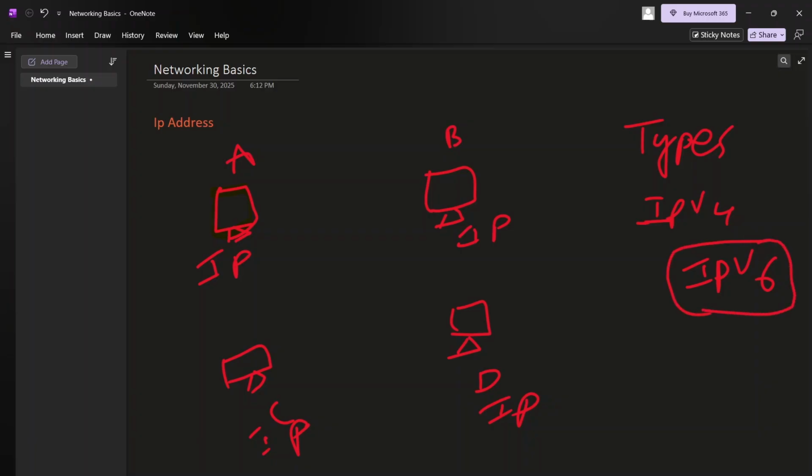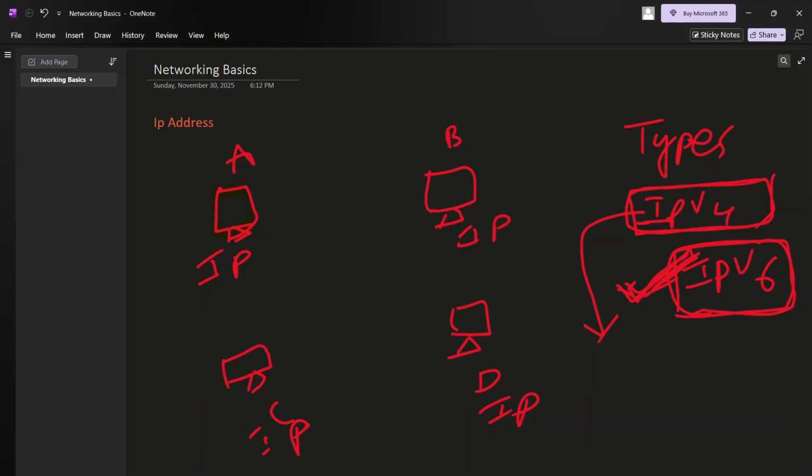In future we'll definitely be moving to IPv6. There are some companies that started using IPv6. It is in trial mode. They started using it, but not fully. In future definitely we'll be moving to IPv6. Coming to IPv4, this is the current IP address mode which we are using. So we are using the IPv4 version.